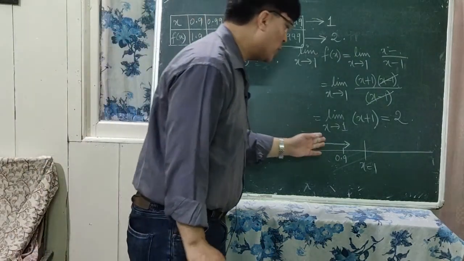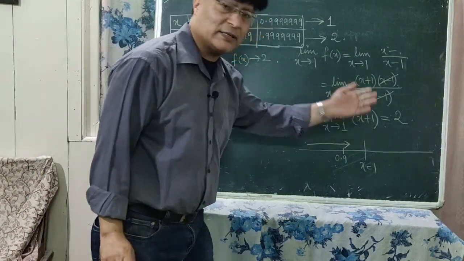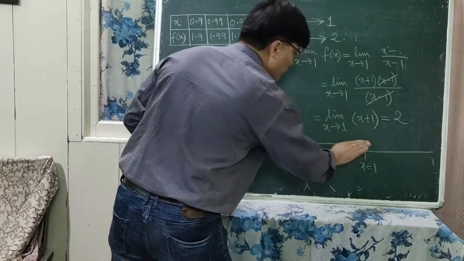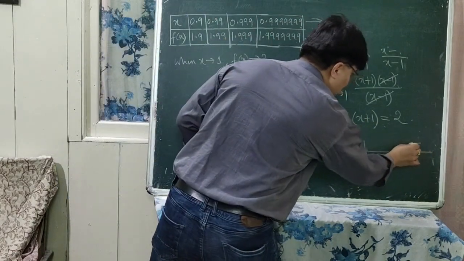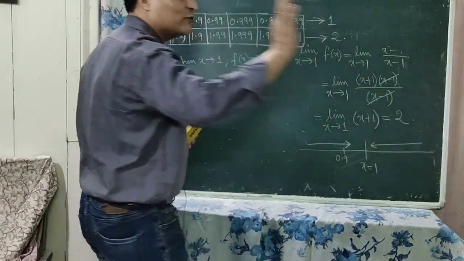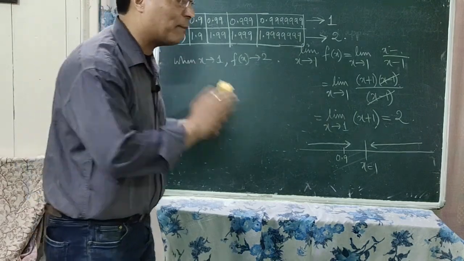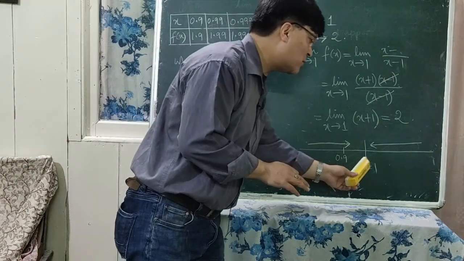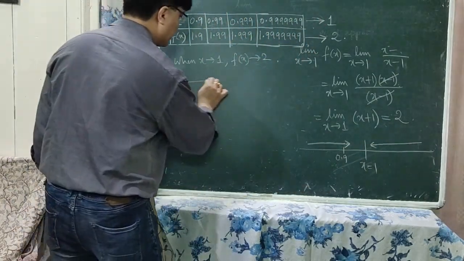So in this case, we were approaching towards x is equal to 1 from which side? From the left hand side. Now we go from the right hand side. So on the right hand side, all the values of x are more than 1, isn't it? Now we are approaching towards x is equal to 1 from which side? From the right hand side. Okay?